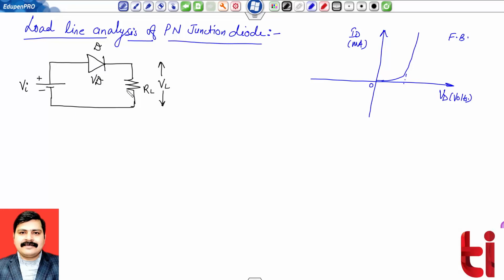So this diode will be forward biased, and if the current flowing through this diode is ID, then we can apply KVL. The drop across the diode is VD, minus the drop across this load resistance, ID into RL, equals 0. This is my KVL equation and we can rearrange it. My input voltage VI will be equal to VD plus ID into RL.